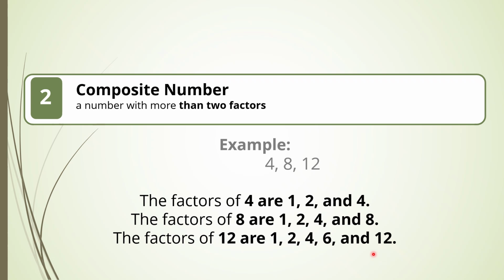Notice that the difference between prime and composite numbers is that a prime only has two factors, the number 1 and the number itself, while a composite number actually has more than two factors. More than two factors.